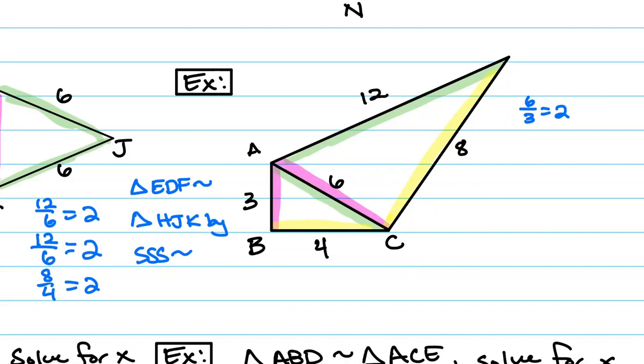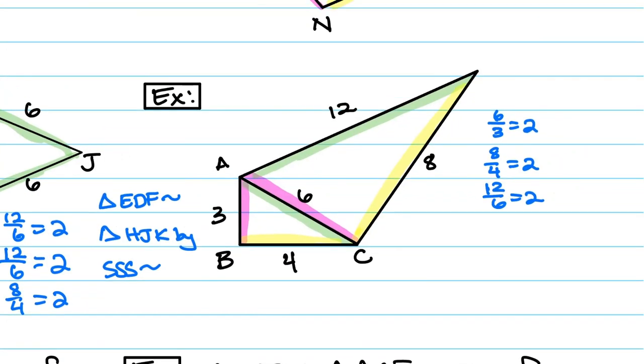Let's go yellow sides. Again, I'm going to go big triangle to small triangle. That would be 8 to 4 is 2. And then I'm going to go my green sides, and again, that's going to be green sides from big triangle to small triangle. That's going to be 12 to 6. What do I notice? I notice that all the proportions are the same.